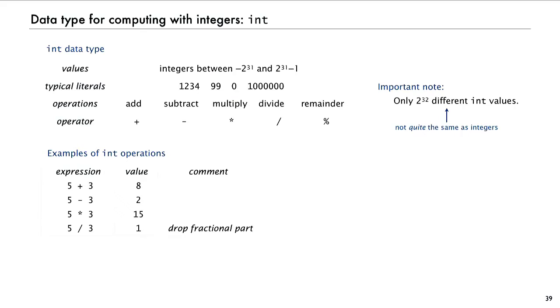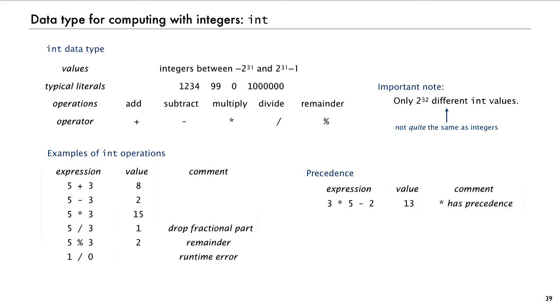If we divide two integers, then the result we get, they drop the fractional part so that the result is an integer. If you take the remainder, you get the remainder of the division, or the mod operation. And if you divide by 0, that's an error. You'll get a runtime error from the Java system.